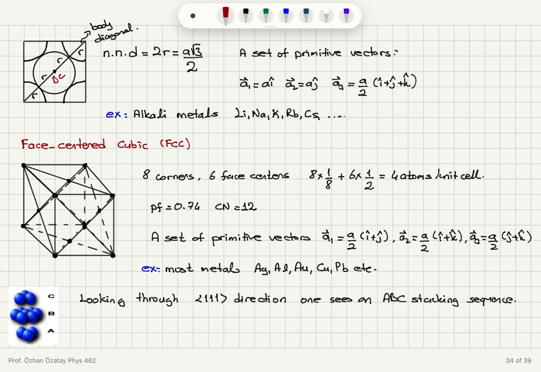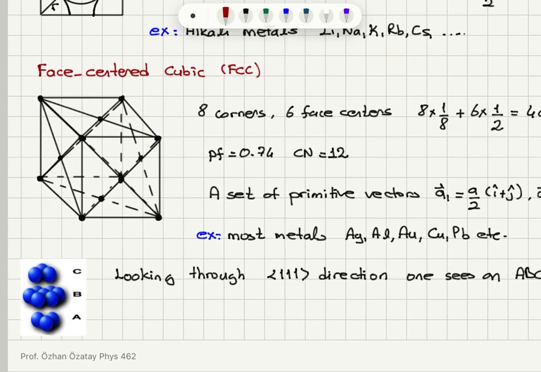Okay, so for a set of primitive vectors, we can choose a/2 (i hat plus j hat), a/2 (i hat plus k hat), a/2 (j hat plus k hat). These are vectors that are pointing along the face diagonals, basically. A good example is most metals: silver, aluminum, gold, copper, lead, they all tend to be face-centered cubic.